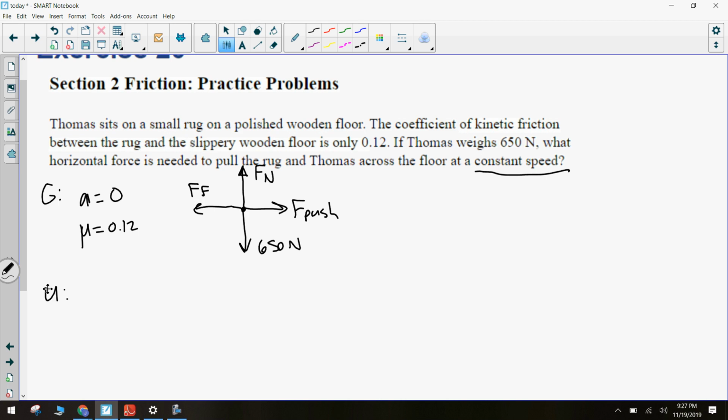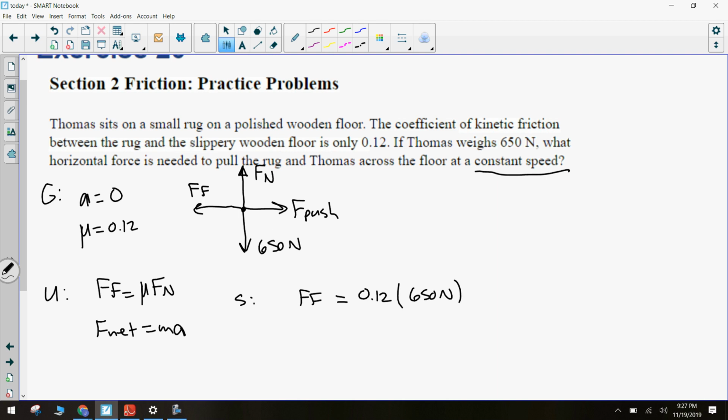So our unknown, it says, what is that horizontal force? You should see that this is set up just like the previous problem. You have force of friction is equal to mu times Fn. Then you have F net is equal to ma. So force of friction, we're solving here. Force of friction is equal to mu, which is 0.12, times the Fn, which is going to be 650 newtons.